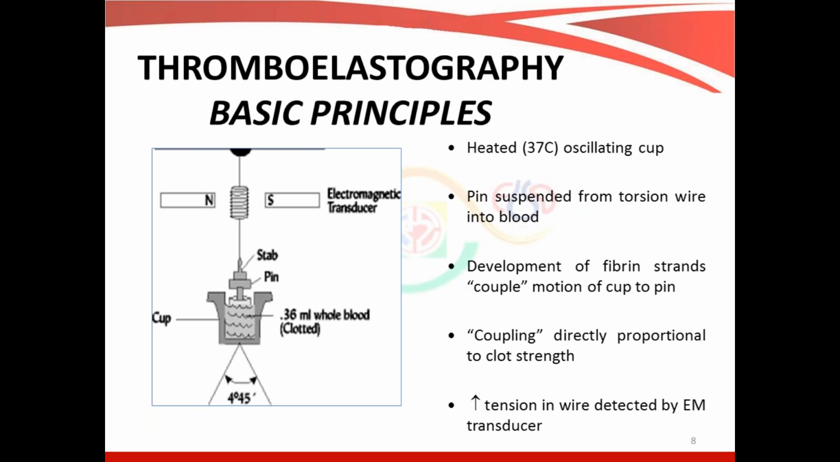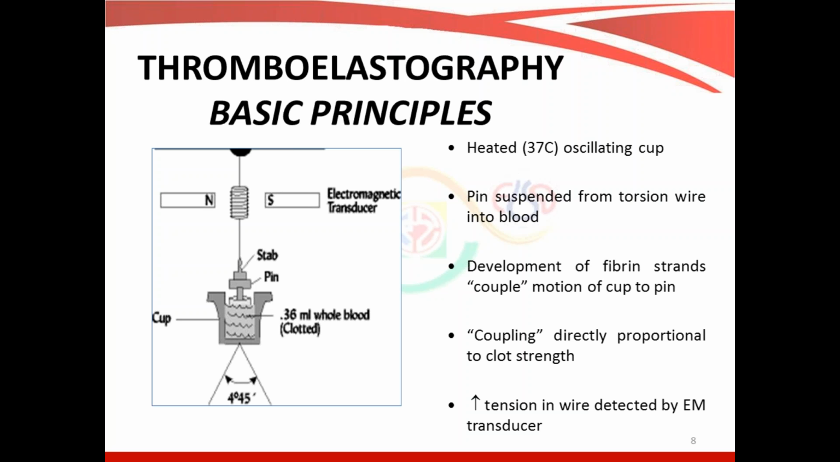The basic principle in a thromboelastogram is that here you have a cup, a cuvette, in which this is the electromagnetic field. You can see the north and south pole. This is the electromagnetic transducer here. You put your patient's 0.36 or 0.4 ml of blood in this cup, and this blood in this electromagnetic field is moved upon by a piston which works on the electromagnetic transducer. So this pin is suspended by a torsion wire, and the moment this wire or piston moves into the blood, there is a coupling motion of the cup to the pin.